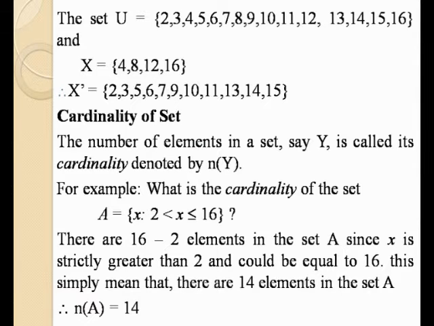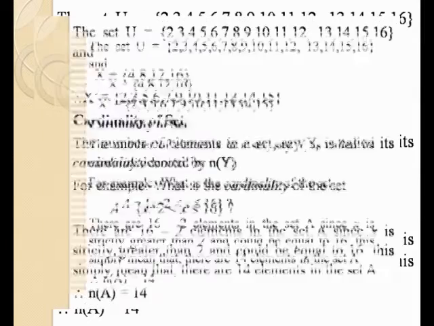There are 16 minus 2 elements in the set A, since x is strictly greater than 2, that is 2 is less than x, which means x is strictly greater than 2 and goes up to 16. This simply means that there are 14 elements in the set A. Therefore, we can easily say the cardinality of set A is equal to 14.